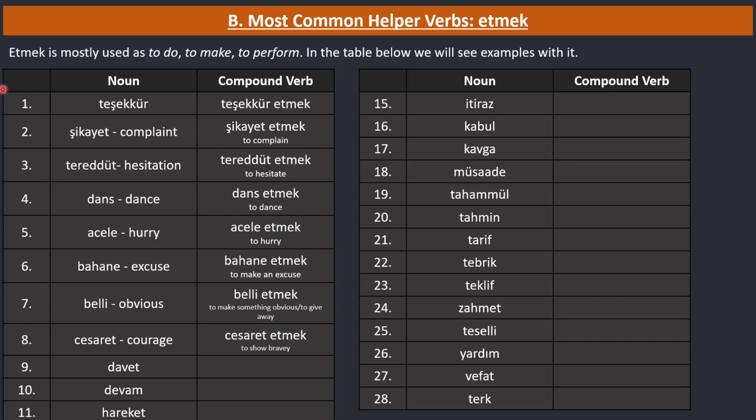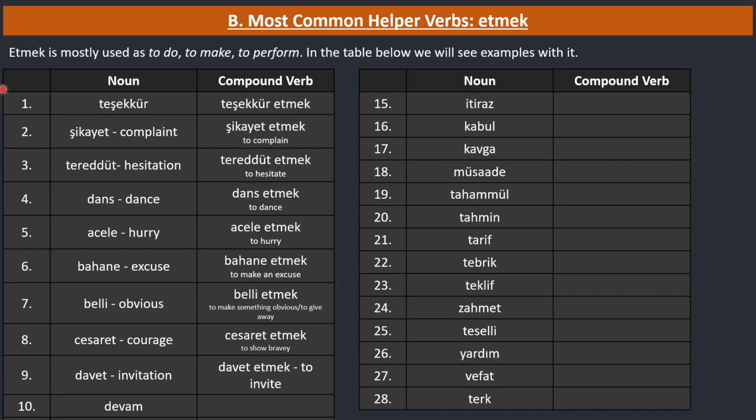Okay, next one, davet. As a noun, davet, bakıyorum, invitation. And when you do an invitation, you basically invite someone. Davet etmek, to invite.